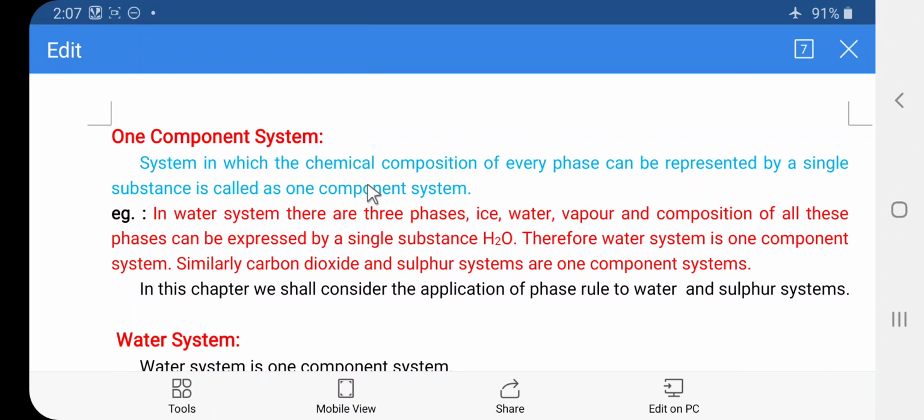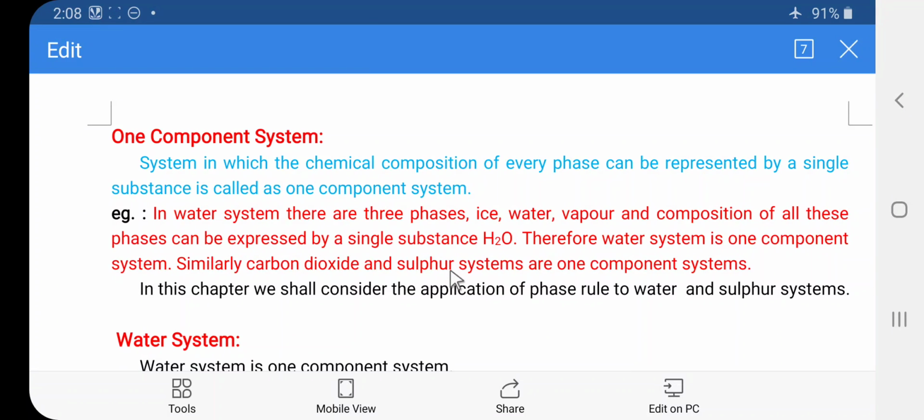A system in which the chemical composition of every phase can be represented by a single substance is called a one component system. In the case of water there are three phases: ice, water and water vapor, and the composition of these three phases can be expressed by a single formula or single substance, that is H2O. Therefore the water system is a one component system. Similarly, carbon dioxide and sulfur systems are one component systems.